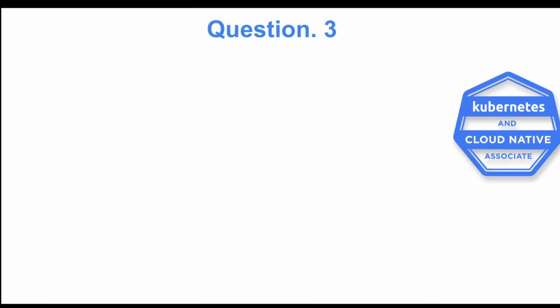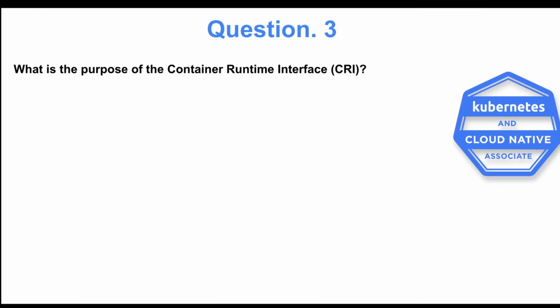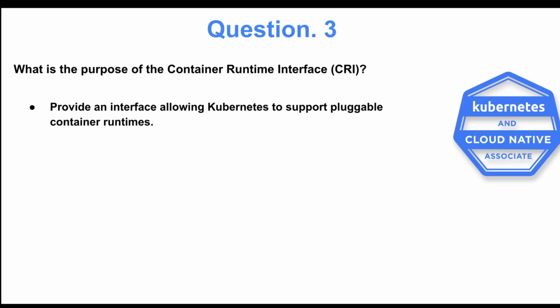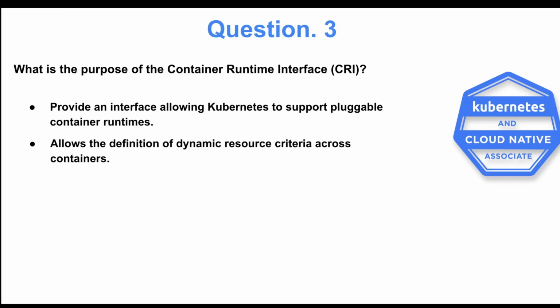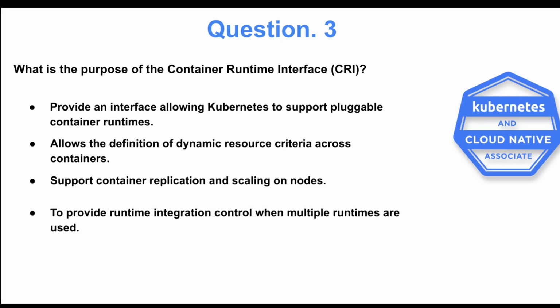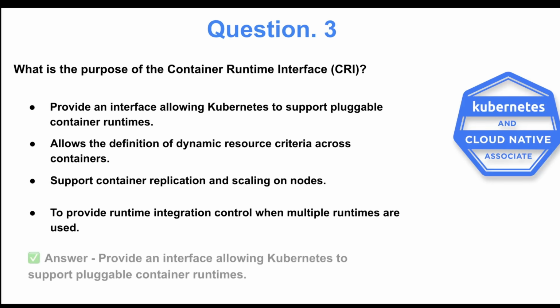Next question, question number 3. What is the purpose of container runtime interface, that is CRI? Options are: option 1, provide an interface allowing Kubernetes to support pluggable container runtimes. Option 2, allows the definition of dynamic resource criteria across containers. Option 3, support container replication and scaling on nodes. Option 4, provide runtime integration control when multiple runtimes are used. The correct answer is option 1, that is provide an interface allowing Kubernetes to support pluggable container runtimes.